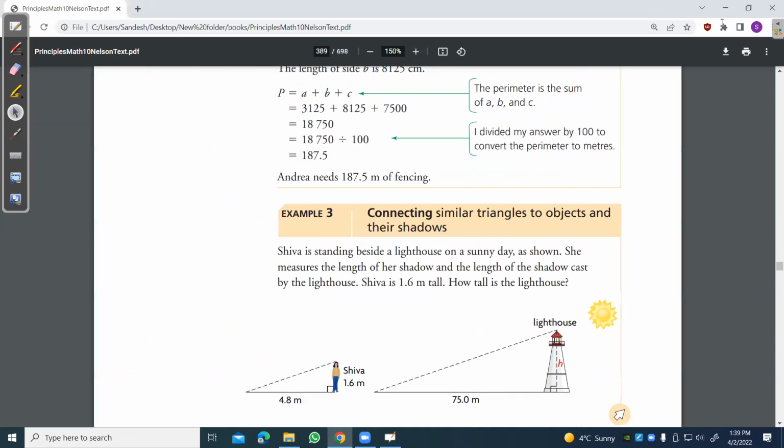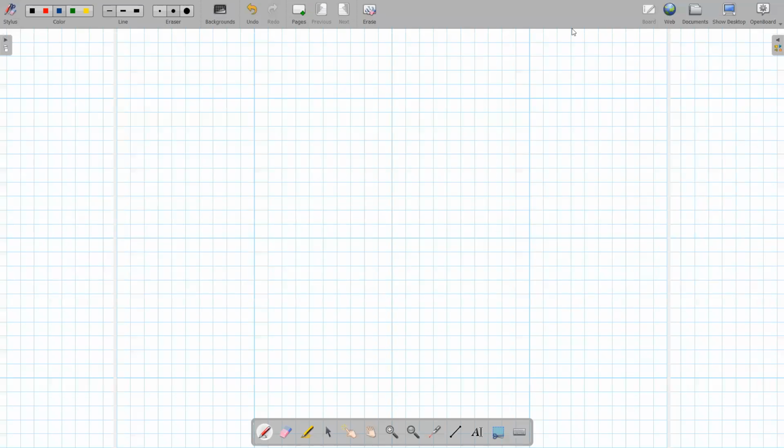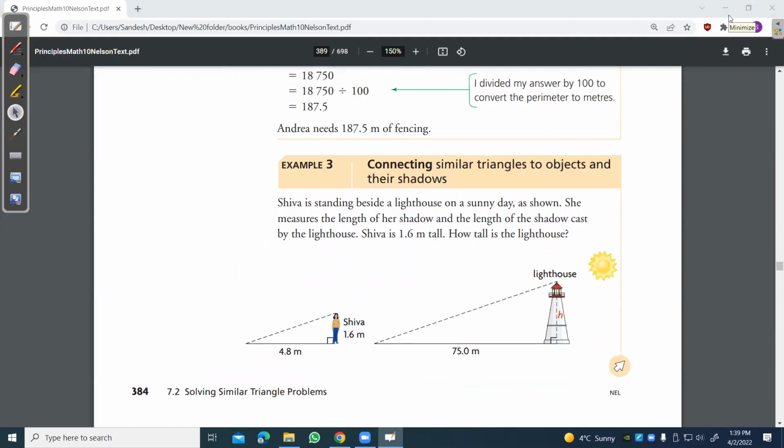Let's try doing another one. I don't know if this is a girl's name, but we're gonna roll with it.